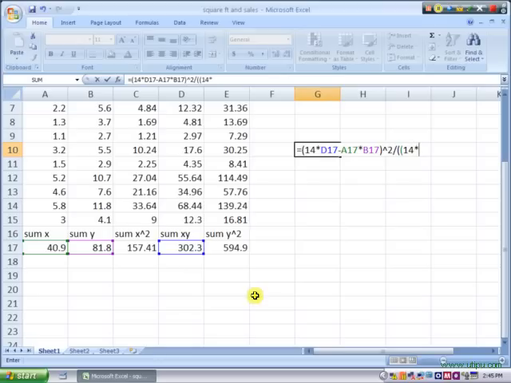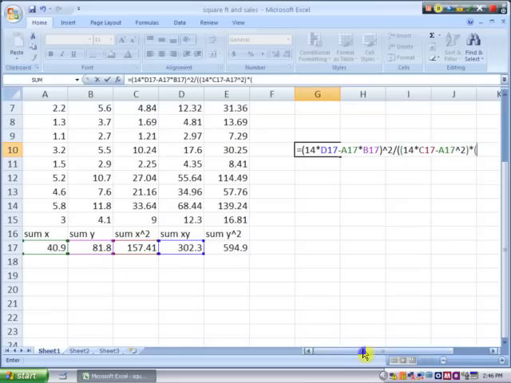14 times the sum of the x squareds, that's this, minus the sum of the x's, that's this squared. Whoops, made a mistake here. Squared. Close your parenthesis for the first product. Now, times, and let's put the second product.